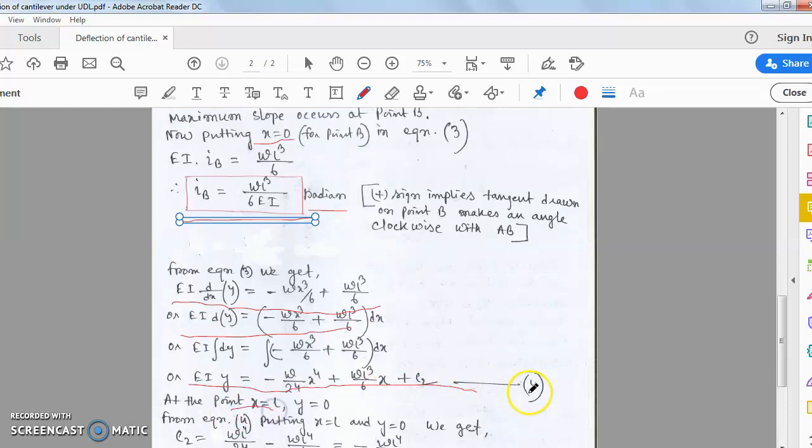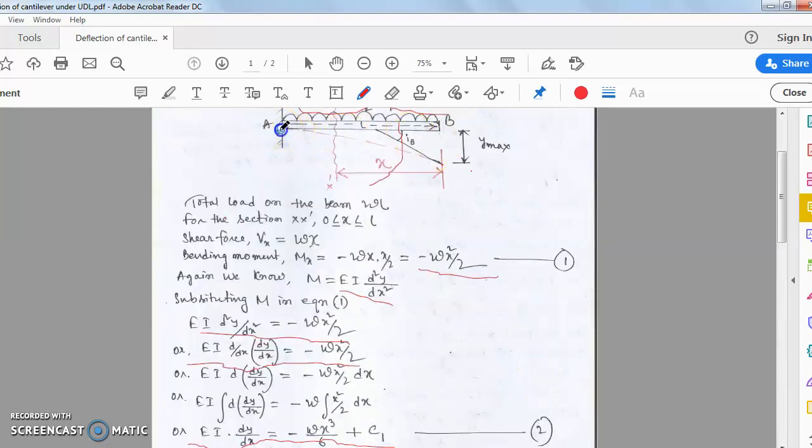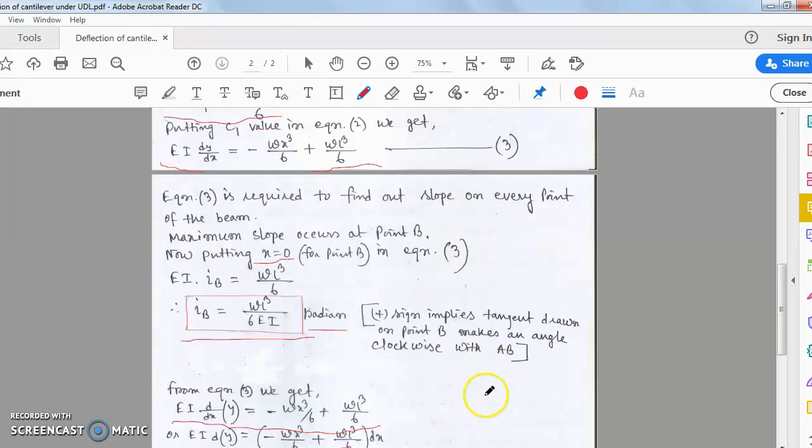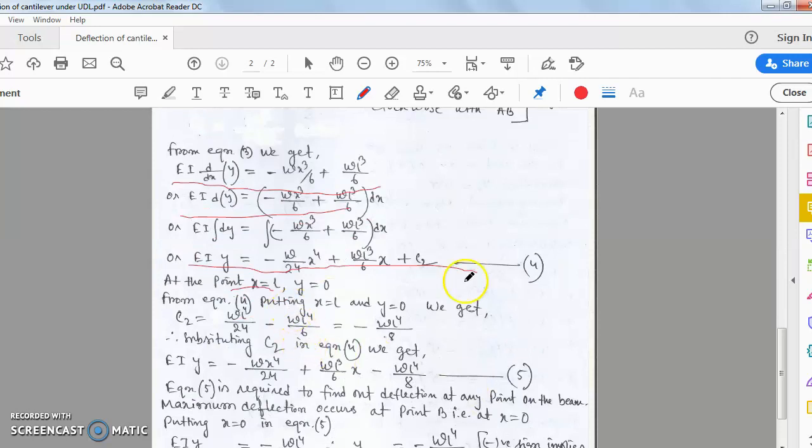At the point x equal to L, no deflection occurs, that means y is 0. After putting x equal to L and y equal to 0 in equation 4, we get the value of C2. Putting the C2 value in equation 4, we get EIy equal to minus Wx to the power 4 by 24 plus WL cube by 6 into x minus WL to the power 4 by 8. Equation 5 is essential to calculate the deflection at any point on the beam, because this expression contains y, which is the deflection.